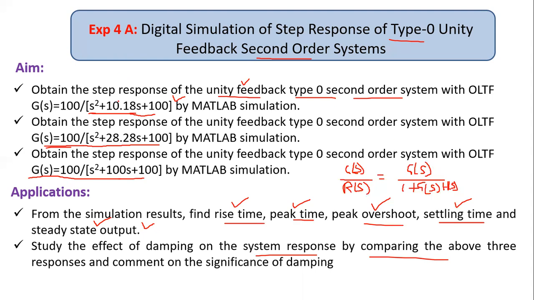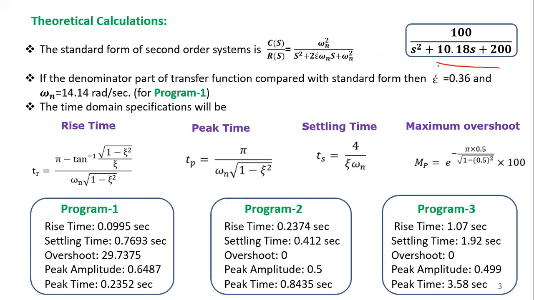We know G(s), the open loop transfer function, and since it is unity feedback, H(s) is 1. If we substitute all these values, we get the closed loop transfer function as 100/(s^2 + 10.18s + 200). This is the closed loop transfer function for the first case.